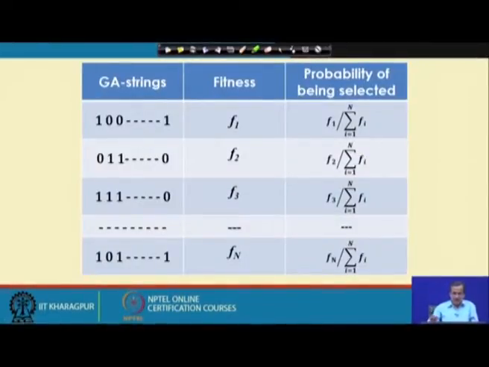Now, let us concentrate on the GA population. This is the initial population which I have got, and that is created at random. For each of the GA strings, I have got the fitness values. Now, I can find out the probability of being selected in the mating pool for each of these GA strings. Once I have got the probability values for the whole population, the sum of the probability values will be equal to 1.